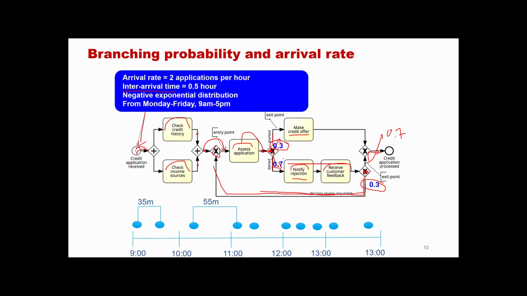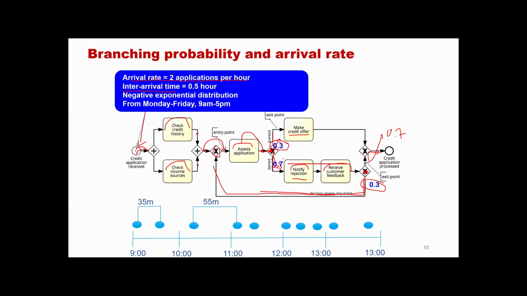Let me explain. Imagine that you have 160 applications per day, meaning new loan applications coming into your bank. That means that you are receiving 20 applications per hour. Or if you are receiving 16 applications per day, and your working day has 8 hours, that means that you are receiving 2 applications per hour.